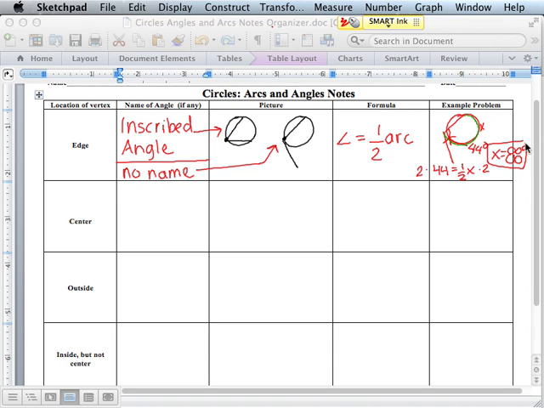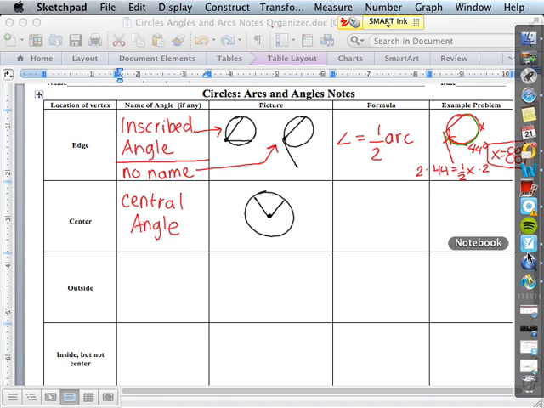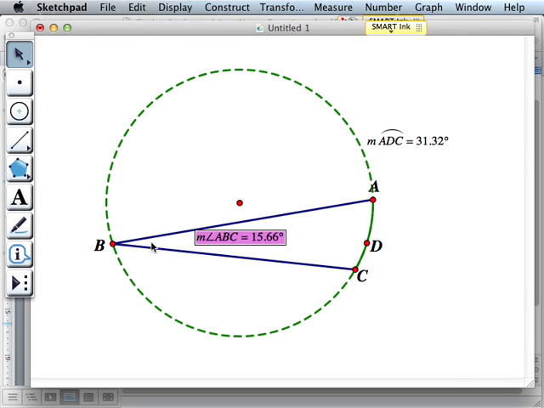The next one we already discussed a little bit. If the vertex is on the center, it looks like this. This is called a central angle. We already defined this. Central angle. This is what our picture looks like. So that's a central angle. Now let's look at our Geometer's Sketchpad to kind of see how that plays out.